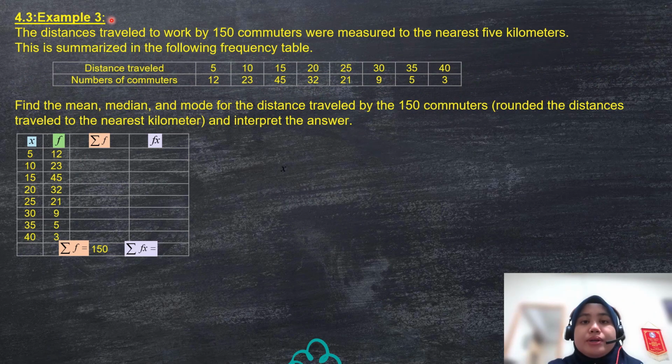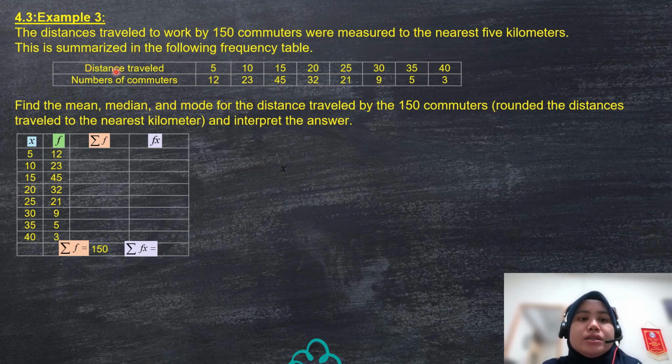Let's continue with our example 3. The distance traveled to work by 150 kilometers were measured to the nearest 5 kilometers. This is summarized in the following frequency table. Distance travel, which is 5, 10, 15, 20, 25, 30, 35, and 40. And number of kilometers 12, 23, 45, 32, 21, 9, 5, and 3. Find the mean, median, and mode for the distance traveled by the 150 kilometers. Round the distance traveled to the nearest kilometer and interpret the answer.